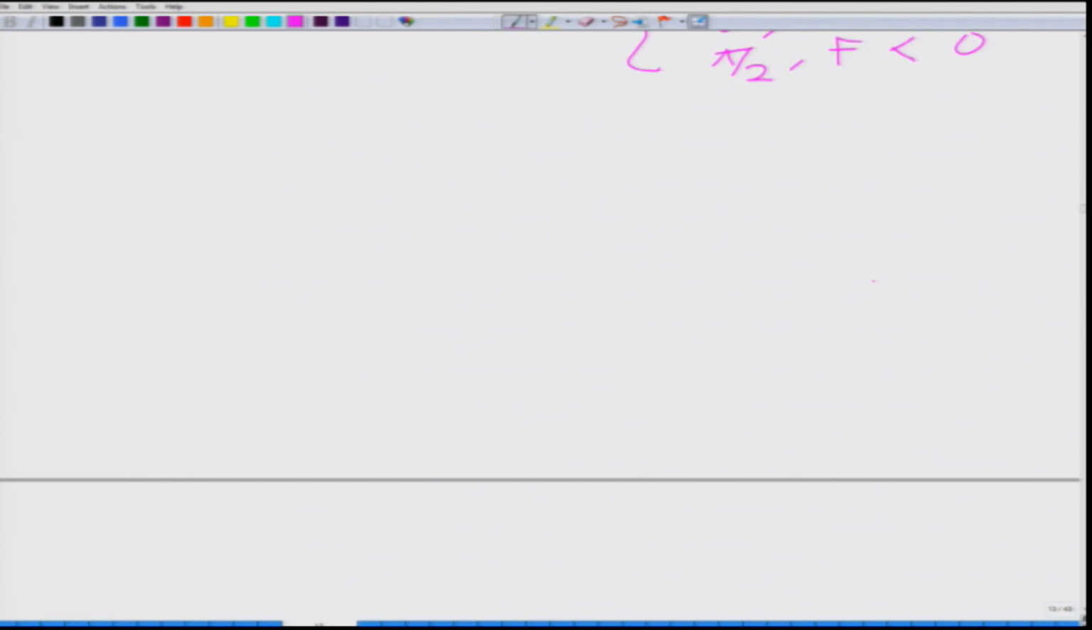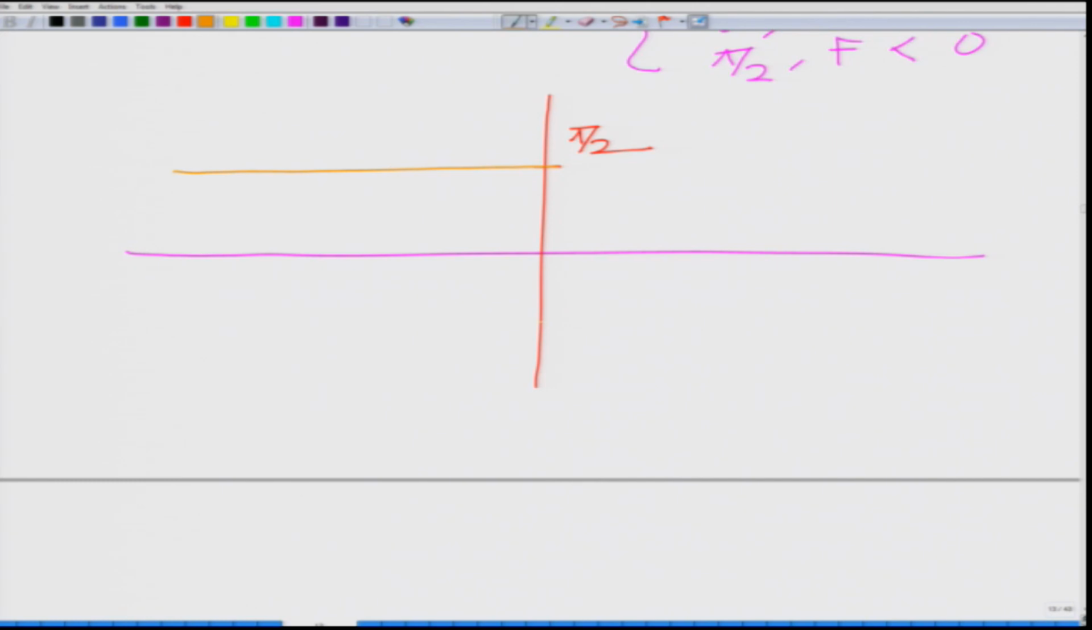And therefore, the phase response of the Hilbert transform looks as follows. For f greater than 0 it is minus pi by 2, for f less than 0 it is pi by 2, and at f equal to 0 it is 0. So, this is basically your phase response.